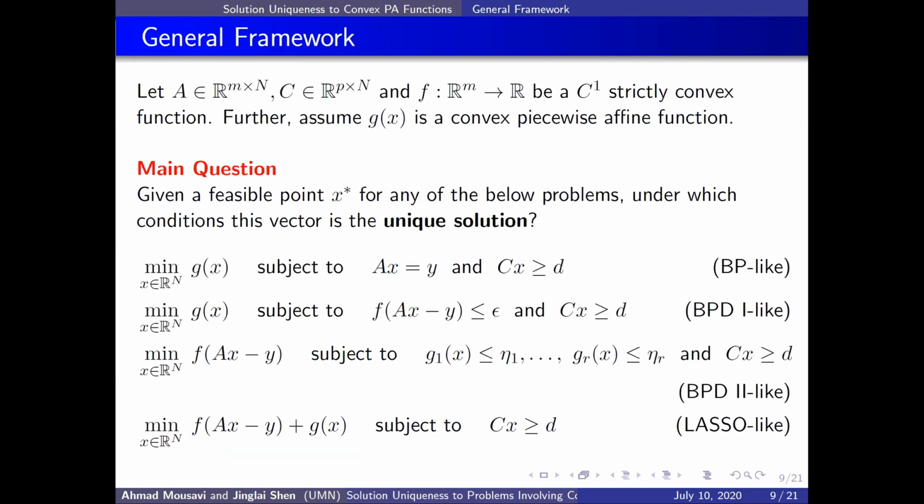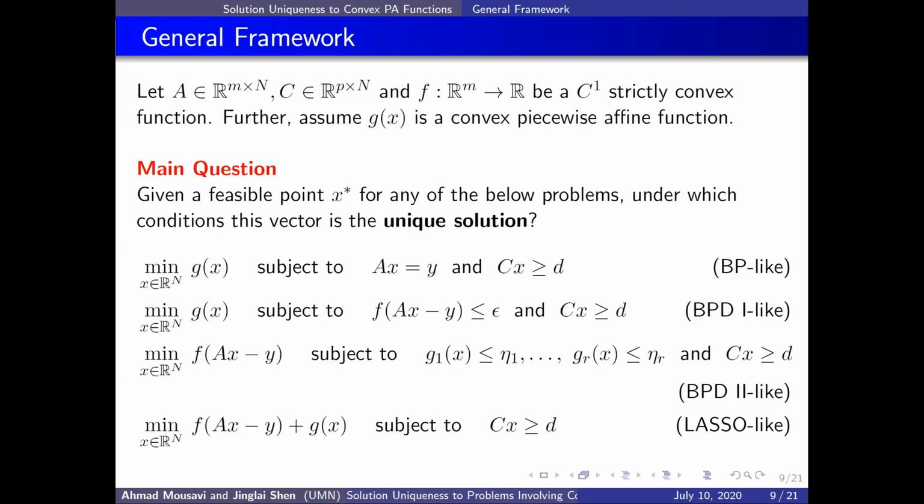So these are the problems that we have considered. These are generalizations of what I introduced before. Imagine A is a measurement matrix and C is some kind of polyhedral constraint matrix. And then F is C1 strictly convex. In practice, people usually consider norm 2 squared. And also G of x is a convex piecewise affine function. And surely you know that G of x, for example, a special case is norm 1.